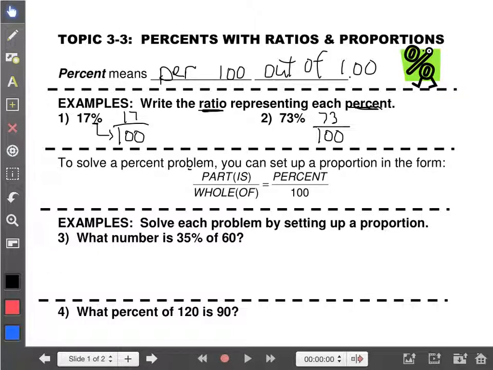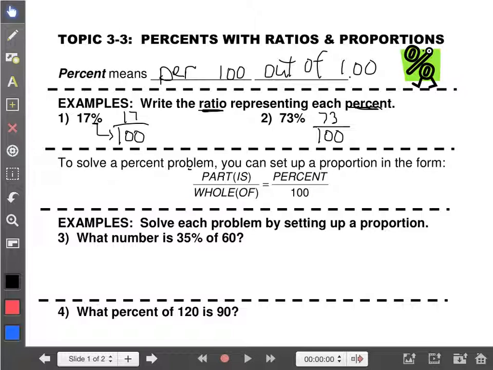So to solve a percent problem, one of the ways you can do it is you can set up a proportion in the form of part over whole is equal to percent over 100. This is called a percent proportion. When you see the word is, that is usually the part, and when you see the word of, that's going to represent the whole. And then you set that equal to percent over 100.